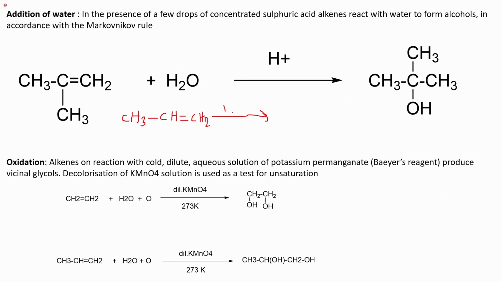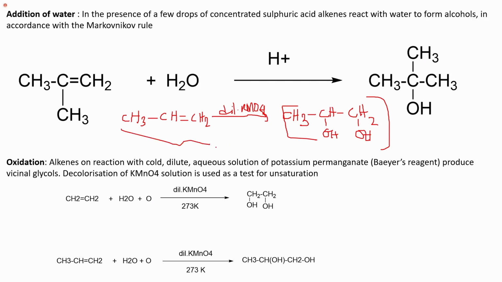So dilute KMnO4 at 273 degrees Kelvin. What will you get? You will get CH3, then CHOH, then CH2OH. So we are generating this diol moiety. This decolorization of the KMnO4 solution is used as a test for unsaturation. Okay, so this is the product we get if we start from 1-propene.